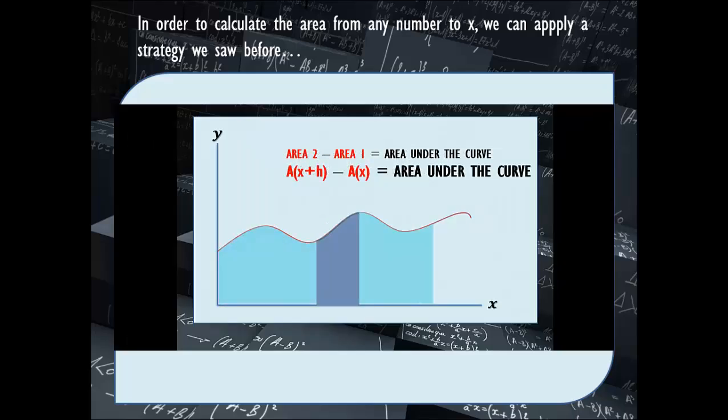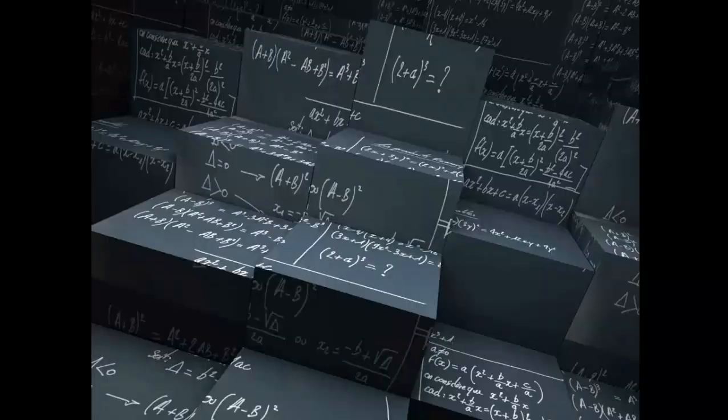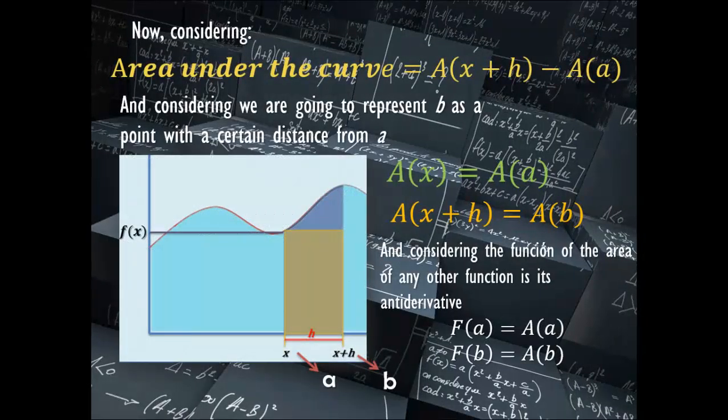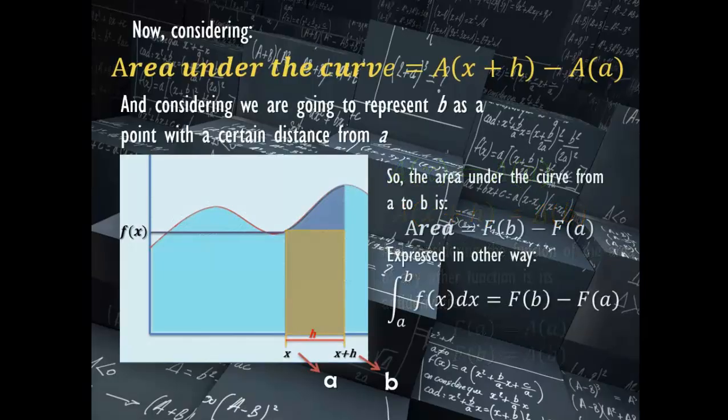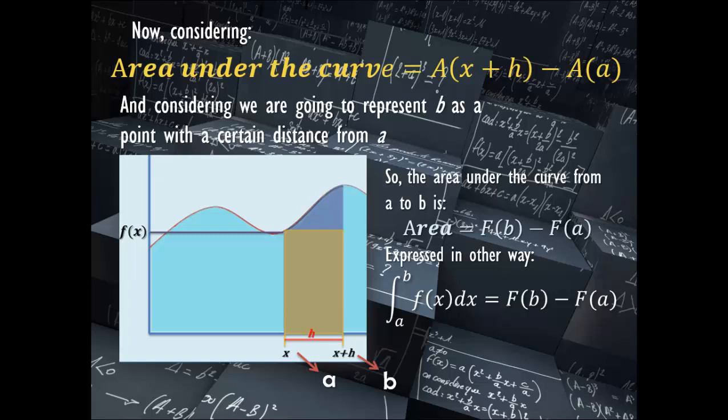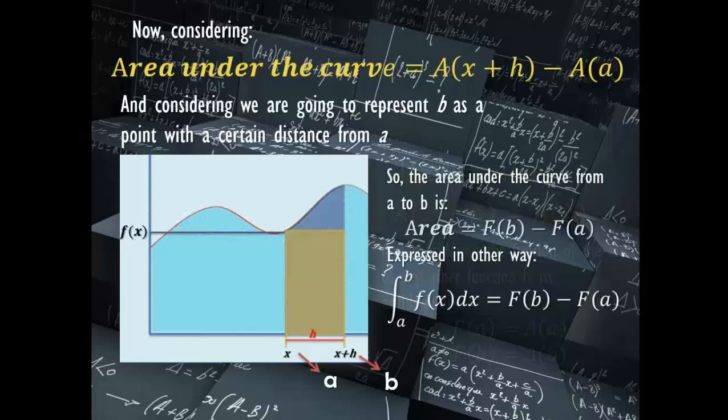Bringing this logic to the defined integral, the integral from a to b is equal to the area up to b minus the area up to a. Formally expressed in mathematical language, the area under the curve is equal to the antiderivative evaluated in b minus the antiderivative evaluated in a. And that's how we demonstrate why the defined integral is calculated the way it is.